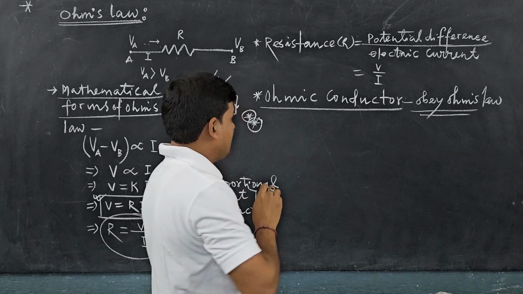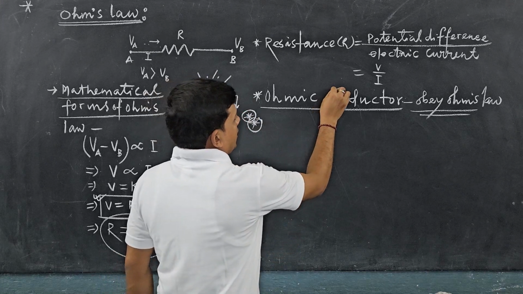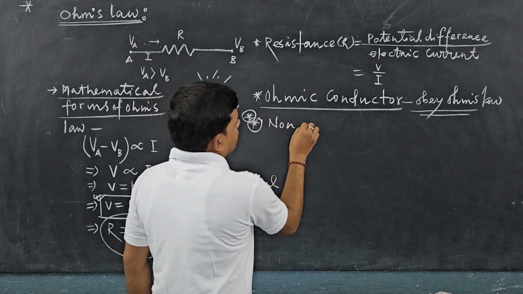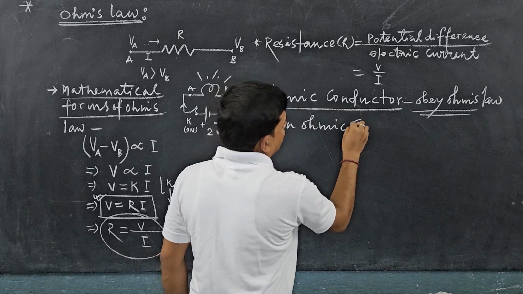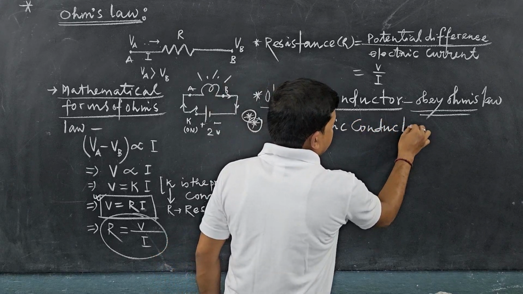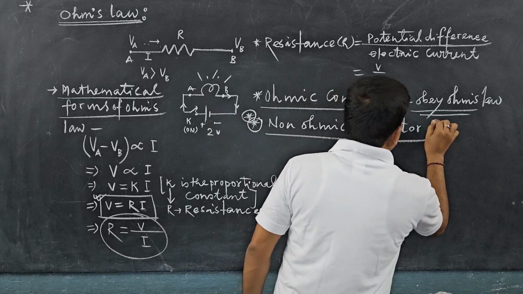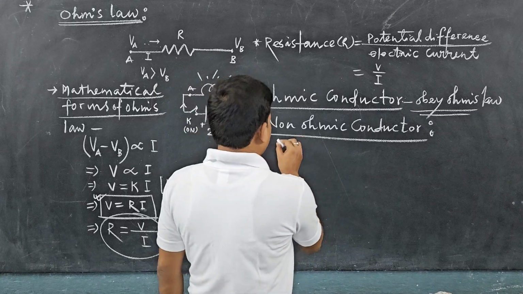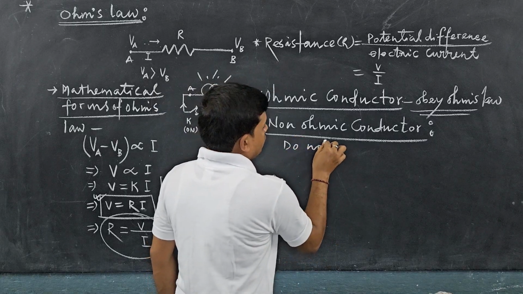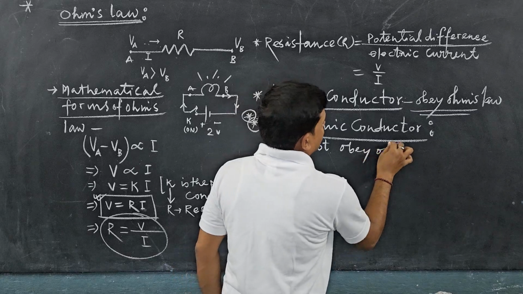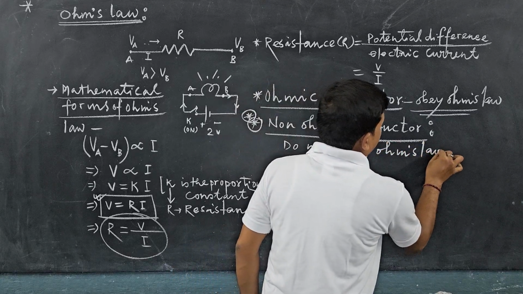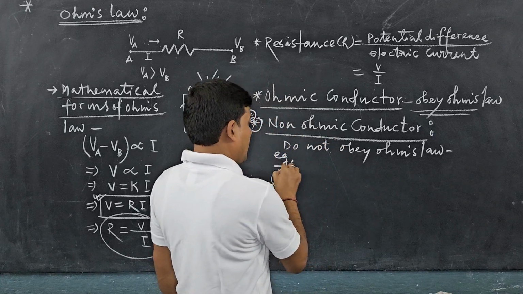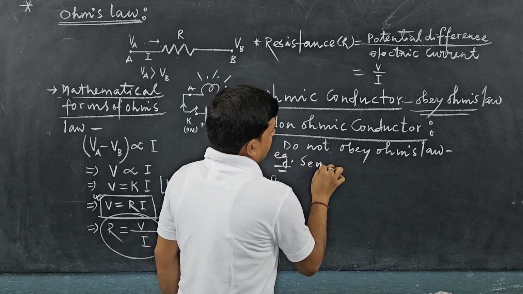Each and every year there is a probability of the question appearing in your question paper, that is non-Ohmic conductor. What are these? Actually, these are the conductors that do not obey Ohm's law, and you should give an example of it. Very important. Example: all the semiconductors.